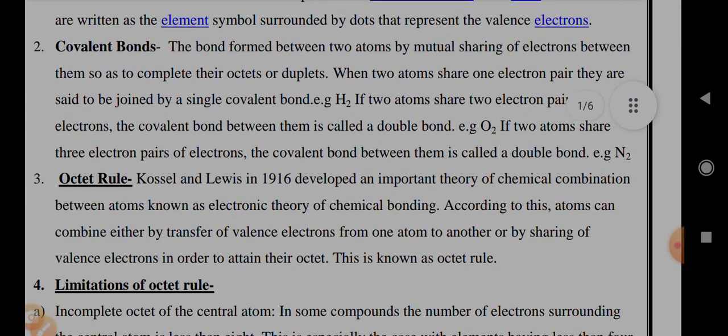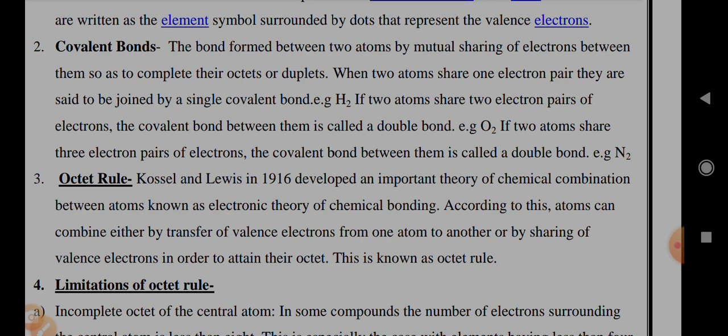Covalent bonds. The bond formed between two atoms by mutual sharing of electrons between them so as to complete their octets or duplets. When two atoms share one electron pair, they are said to be joined by a single covalent bond. Example, H2. If atoms share two electron pairs, the covalent bond between them is called a double bond. Example, O2. If they share three electron pairs, the covalent bond between them is called a triple bond.